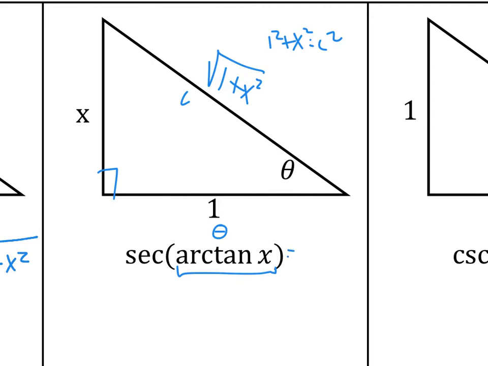All right, so the secant of theta here, secant is the inverse of cosine. So cosine is adjacent over hypotenuse, so this is going to be hypotenuse over adjacent. So this is the square root of 1 plus x squared.